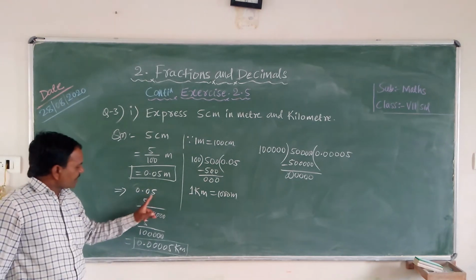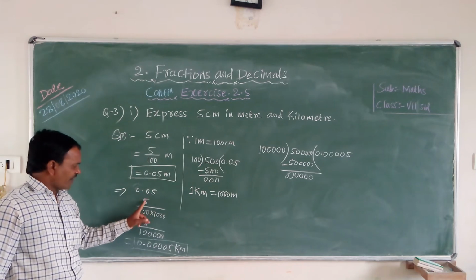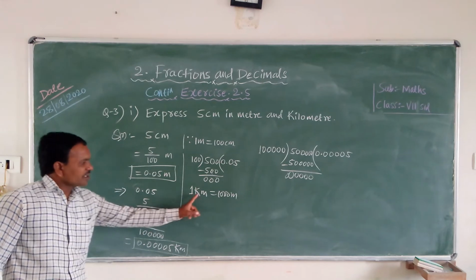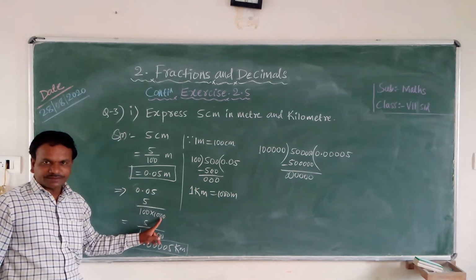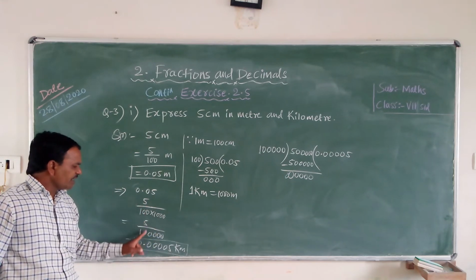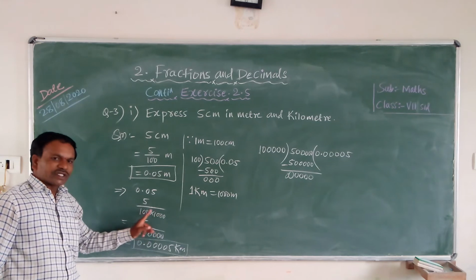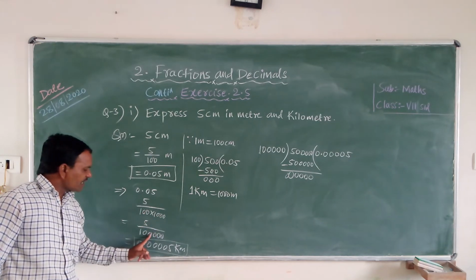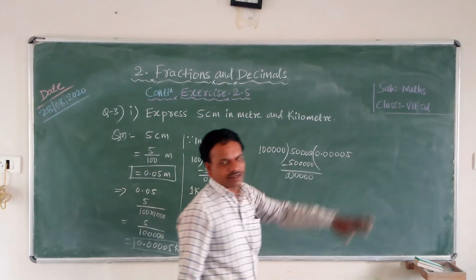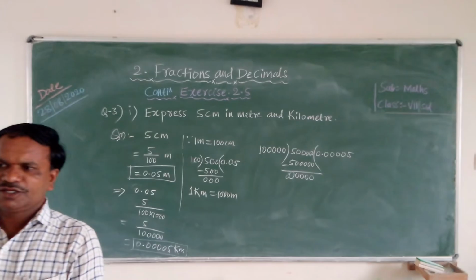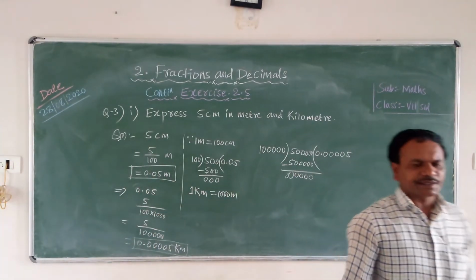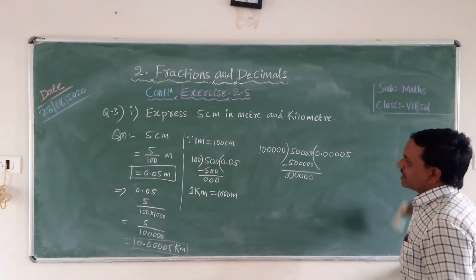So 0.05, how did it come? 0.05 divided by, after point 2 digits are there, means 100. So 1 kilometer is equal to 0.00005 kilometer. Like this we have to do the problem. Have you understood, my dear students? Yes. So now the second one.